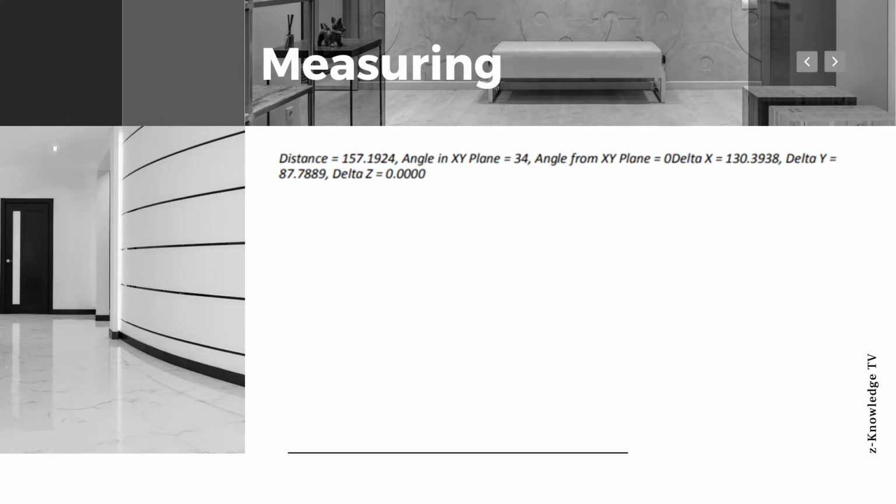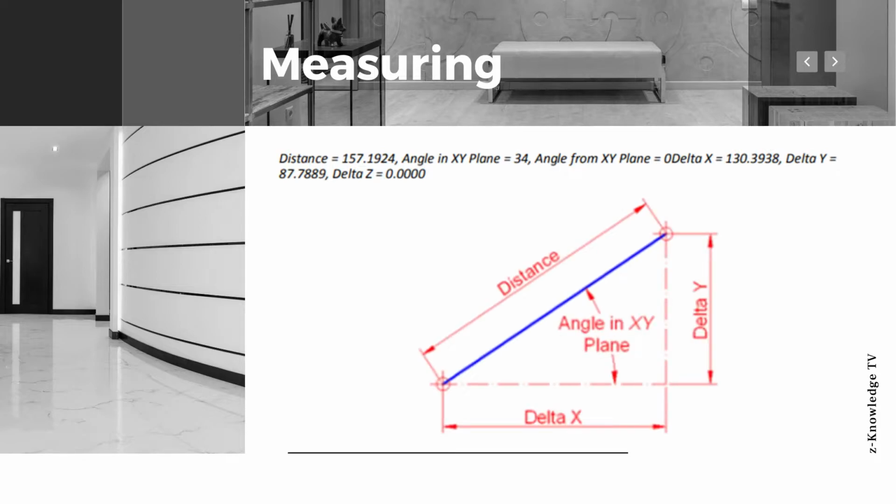So, their angles in and from the XY plane, and their delta values or distance traveled along each axis in both 2D and 3D planes. So, the information is presented to you on the command line in the format as shown. So, this image illustrates the values returned with the distance command.